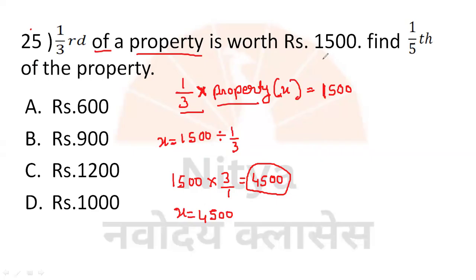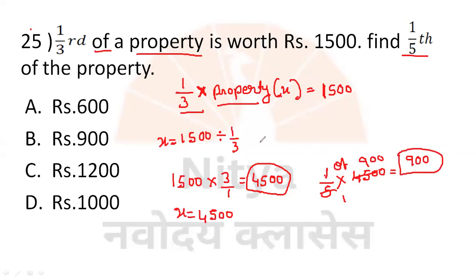Okay. So now we have to find one fifth of the property. One fifth of means the multiplication sign, and 4,500 is the property, so one fifth of the property. Okay, understand? So 5 ones are 5, 5 nines are 45 and 00, and 9 ones are 90. So 900 rupees. 900 is the answer. Option number B. 900 is the answer. Okay, so that's it. Bye.